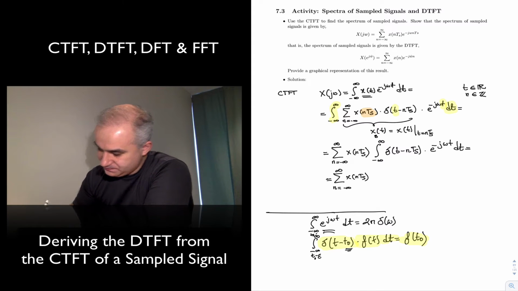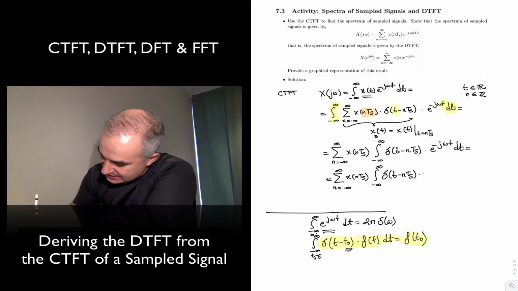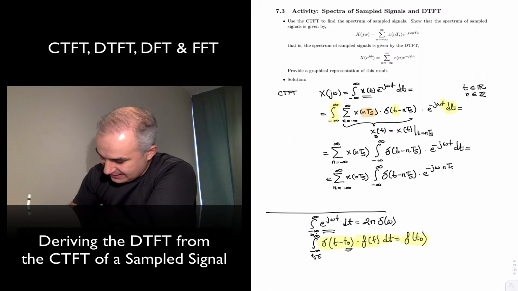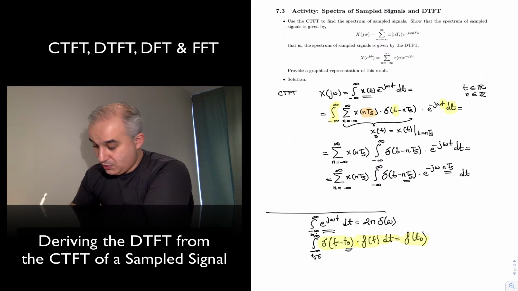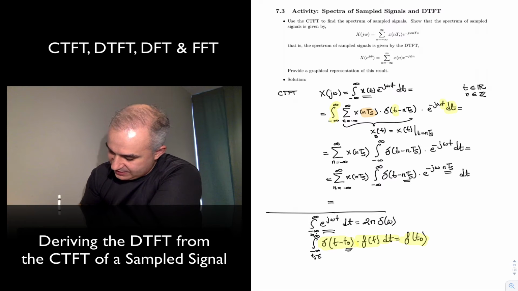This is equal to, I'm going to do it step by step, the integral from minus infinity to infinity. That multiplication will be delta of t minus nTs times e to the minus j omega nTs. This is the same now, which now is not a function of t, so we are able to take it out.